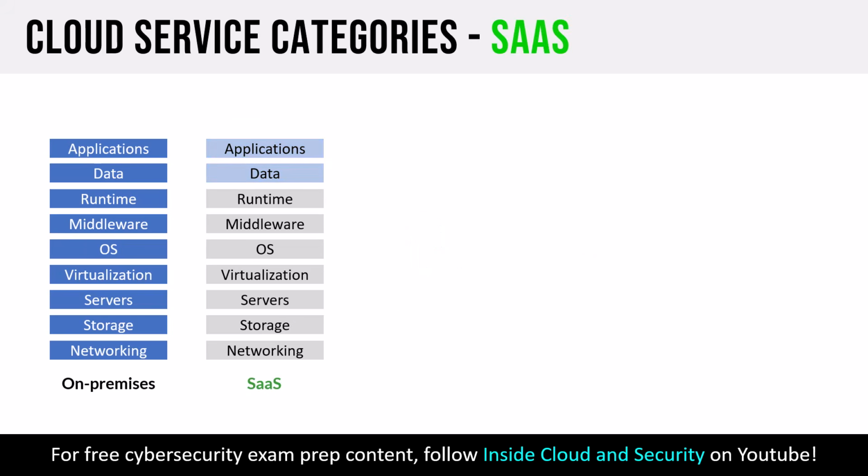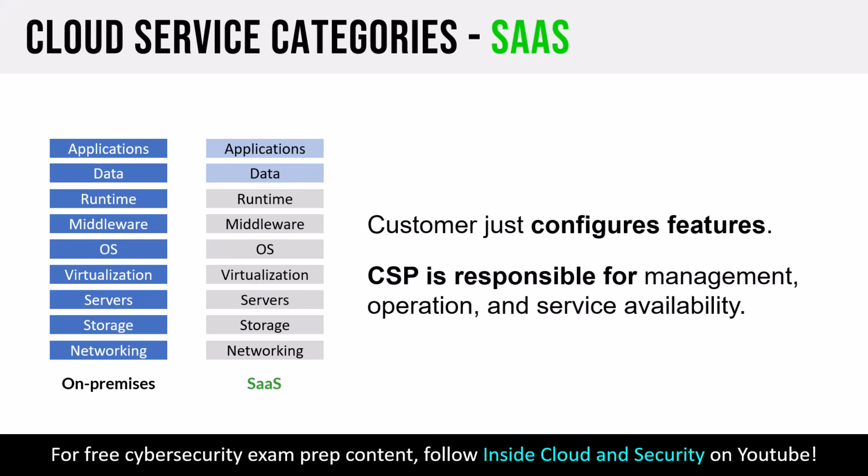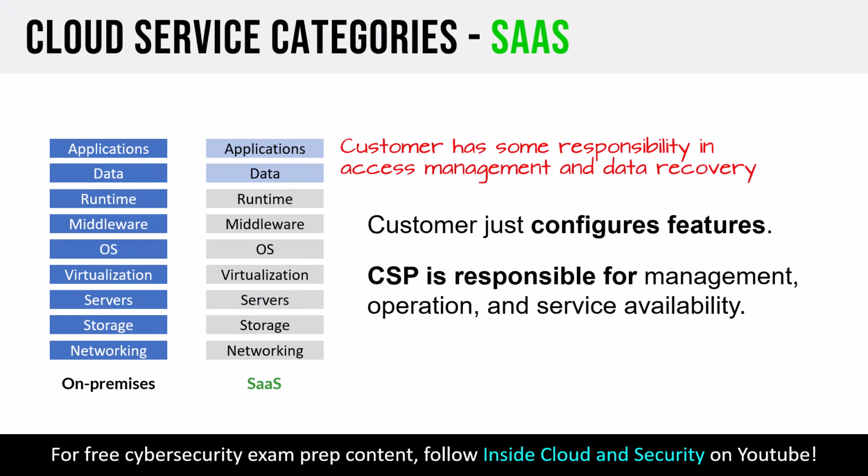Then finally, in the SaaS bucket, again, we're just configuring features as a customer. The CSP is responsible for management, operation, and service availability. And SaaS brings even more advantages here. The customer still has some responsibility in terms of access management and data recovery. For example, in Office 365, we typically have backups of that data, so if we have a ransomware attack, we can recover more quickly. Certainly in many of these SaaS scenarios, we'd be able to recover with the built-in capabilities of the SaaS service, but the customer can step in and add some recoverability of their own.